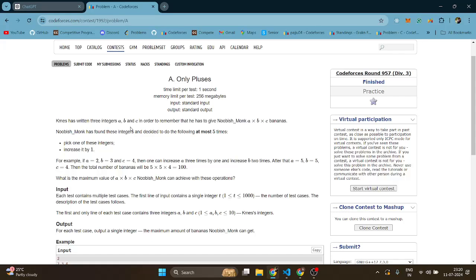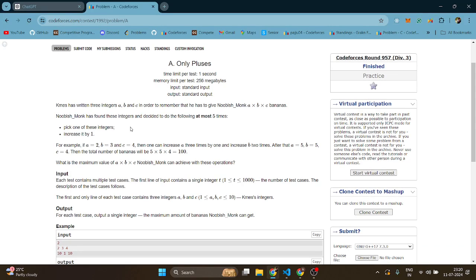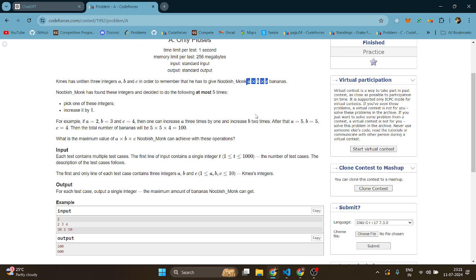Okay. So the first problem says a chemist has written three integers a, b, c. In order to remember that, he has to give at least a into b into c bananas. So what this guy can do, he can at most five times increment any one of these numbers, and after that you have to print the maximum possible product.